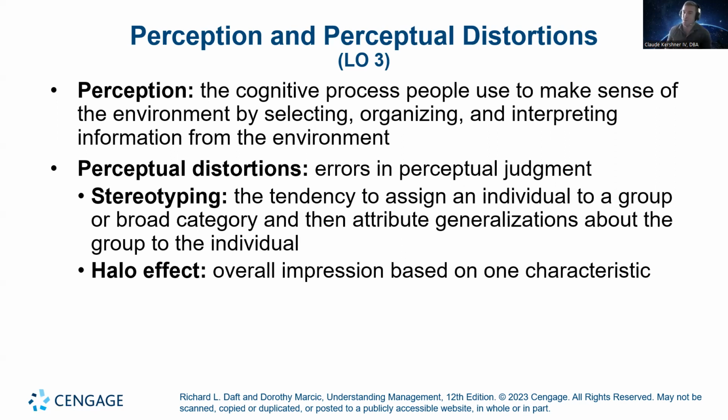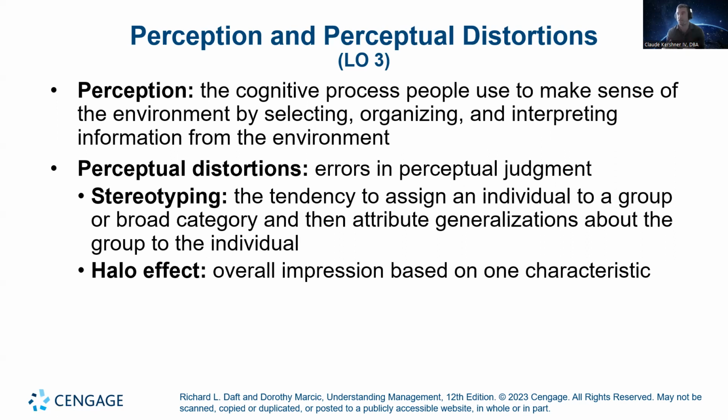Then stereotyping. Everyone should know what a stereotype is. It's the tendency to assign an individual to a group or broad category and then attribute generalizations about the group to the individual. So we think about basketball players and we say, you know what, a lot of basketball players tend to be tall and tend to know how to jump high. And then somebody comes over to us and says, I play basketball. And we say, oh, wow, you must know how to jump high. That's just something that correlates with playing basketball in my mind. And it's not always the case. Stereotypes are biases in judgment and perception. And then this halo effect is rather interesting when you think about a halo effect.